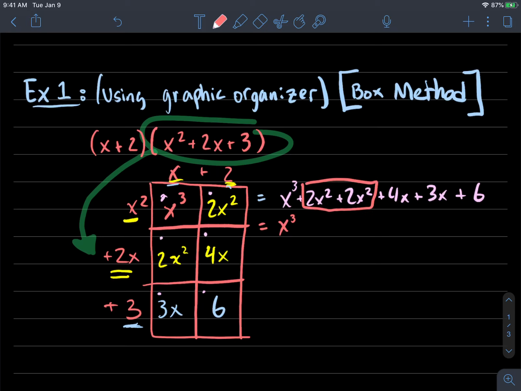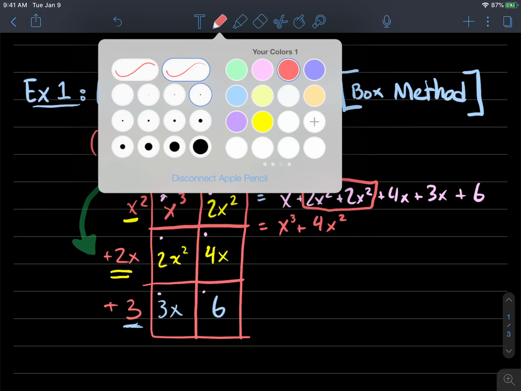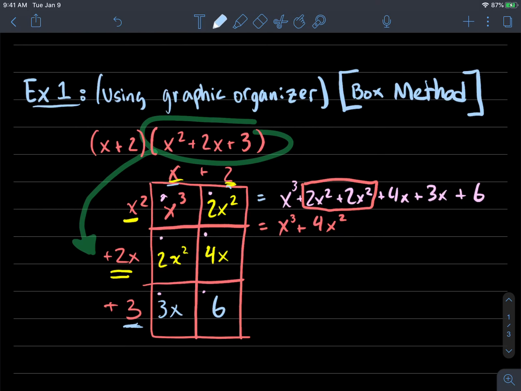Let's pair these up together. And then we're going to have 2x squared plus 2x squared. That's going to be 4x squared. All right. And now we're going to look for anything here. We're going to see this is a 4x and this is a 3x. These both have x to the power of 1, right? So 4 plus 3 is 7x.